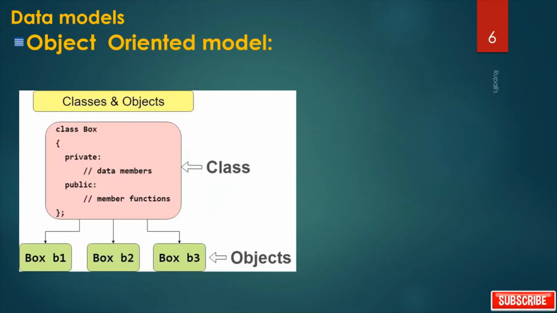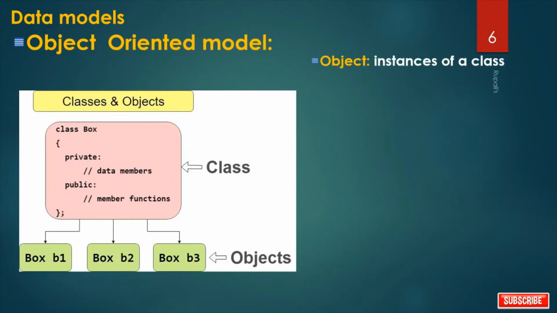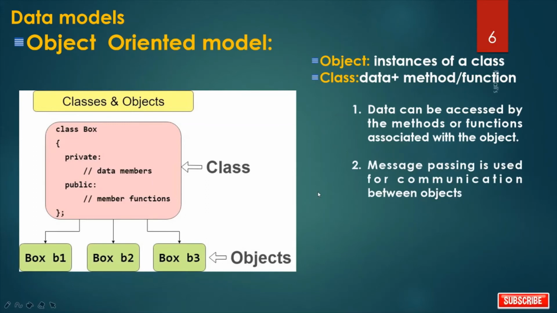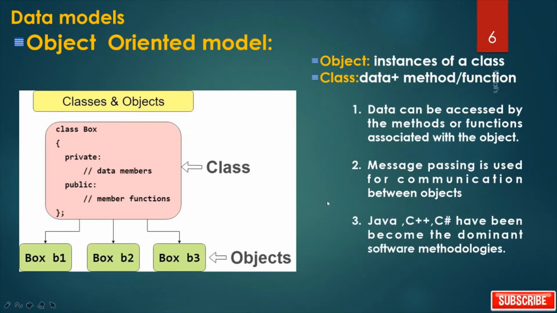Our next model is the object-oriented model. So what is an object? Instances or examples of a class. So the class is box and the instances or examples are box B1, box B2, box B3, etc. They are objects. What is a class? Data plus methods or functions is called a class. Data can be accessed by the methods or functions associated with the object. Message passing is used for communication between objects. Java, C++, C# have become the dominant software methodologies and they follow the object-oriented model.